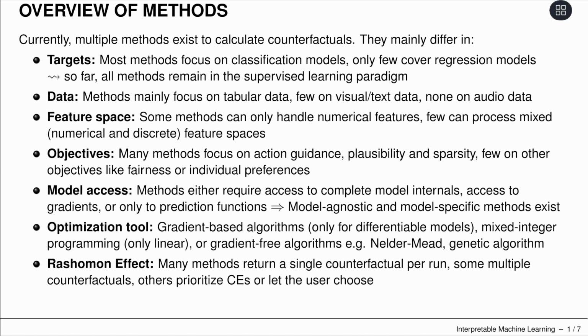So many methods return a single counterfactual example per run. Some return multiple of them. Others prioritize CEs or let the users choose. So it depends again a bit, right? Keep that in mind the moment you are choosing something: what would you like to achieve with these CEs, and what is interesting maybe for you or your customers.